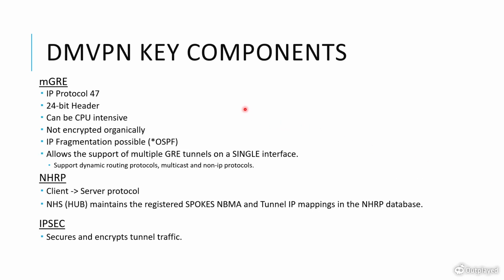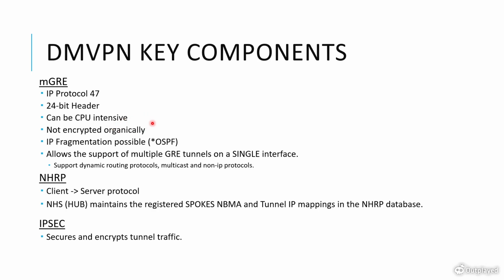So, DMVPN key components. The big and major factors in a DMVPN, there's primarily only three things. It's a multi-point mGRE tunnel, or a GRE tunnel, which uses IP protocol 47. It's a 24-bit header. It can be CPU intensive, so on a hub you want a beefed up router, something like an ISR 1K or even an ASR 1K. If it's a little bit slower, like maybe an older Cisco 800 series, the CPU might take a hit, especially if you have a pretty intense DMVPN network, especially if you're using crypto or any type of encryption.